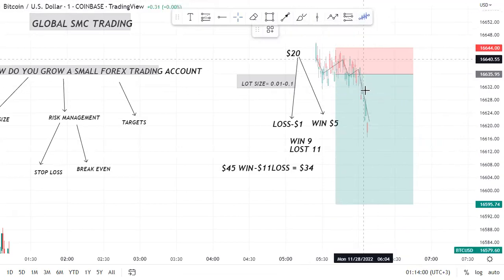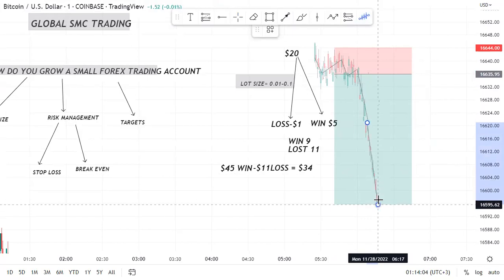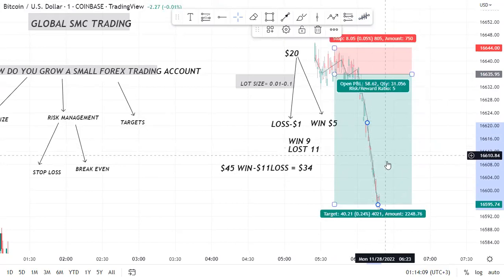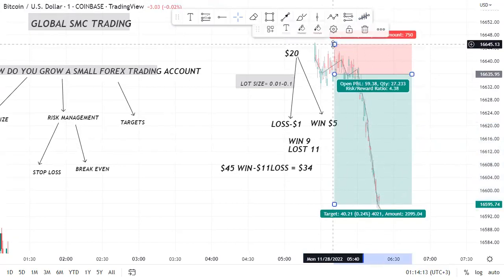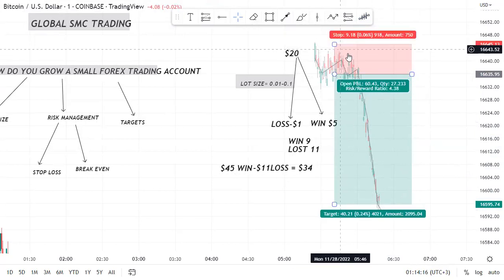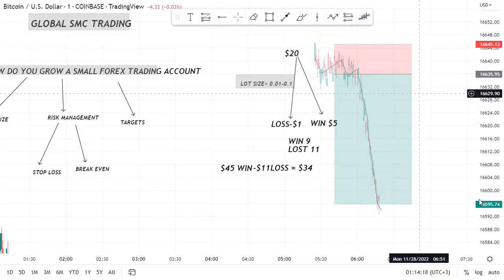So what are we saying now? If our trade moves maybe to here, if it goes to this take profit, that means you have what? You have $5. But if it goes against you, maybe you decided to go above your stop loss, you lost $1 instead. So this is how you actually go about it.